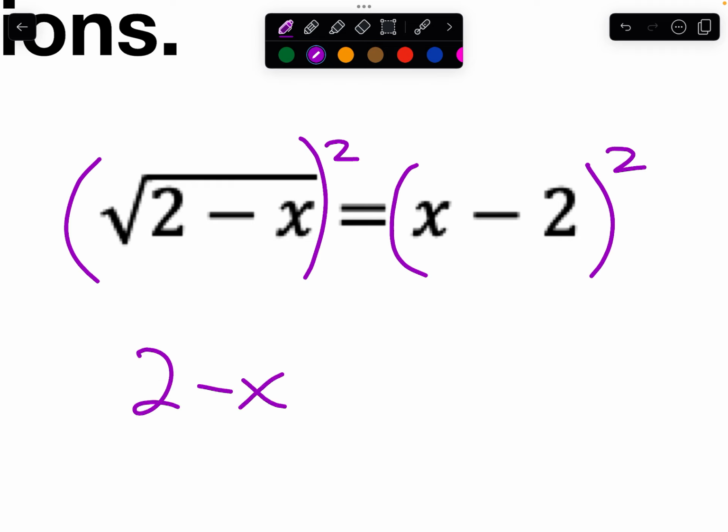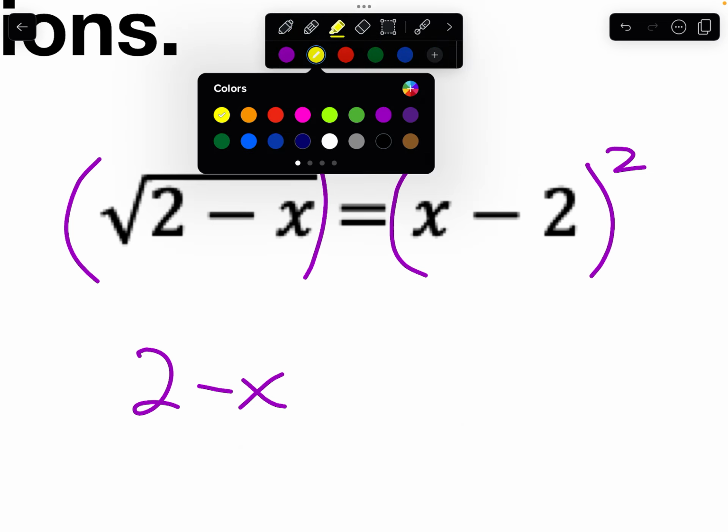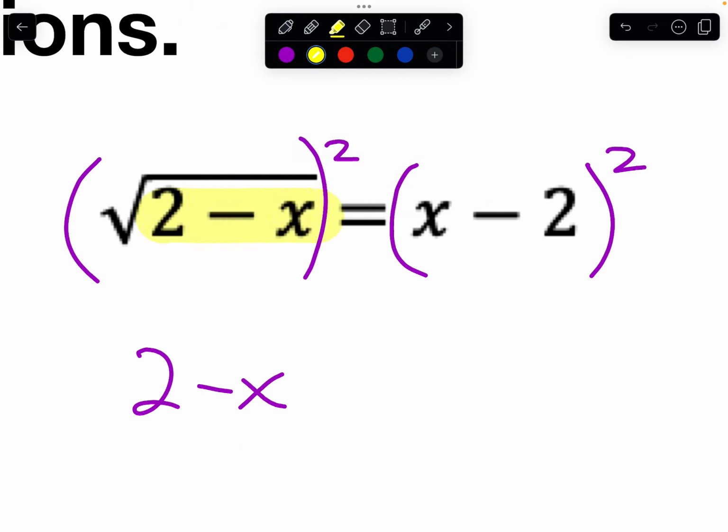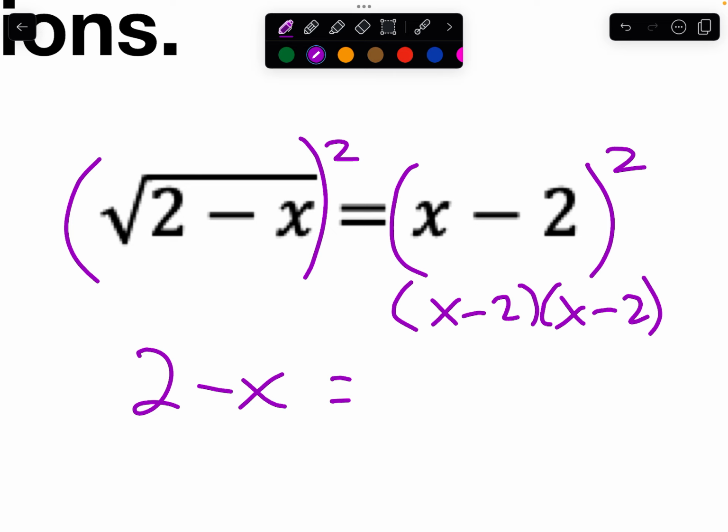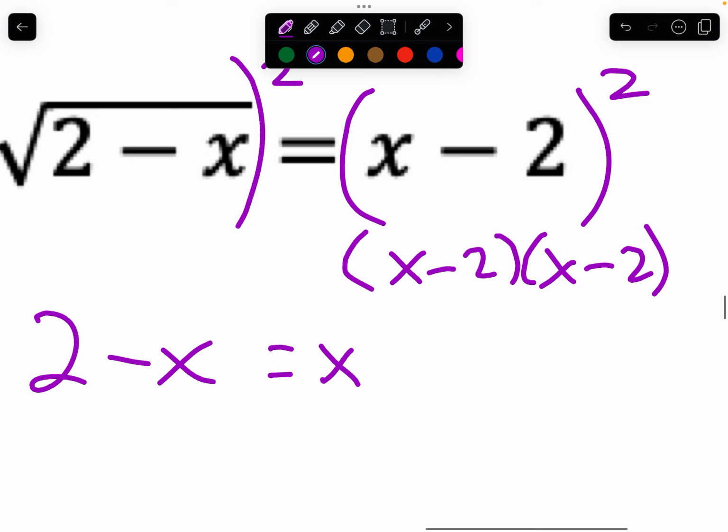And notice that we don't actually square what's in here because that exponent's just going to cancel out with the radical there. So we leave the 2 minus x. That's what we have over on that left-hand side. On this right-hand side, when we square x minus 2, we've got to do that correctly, which is to FOIL x minus 2 times itself. And I will spare you the details there.